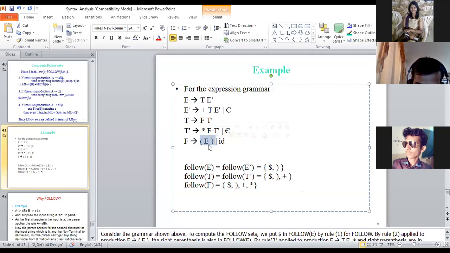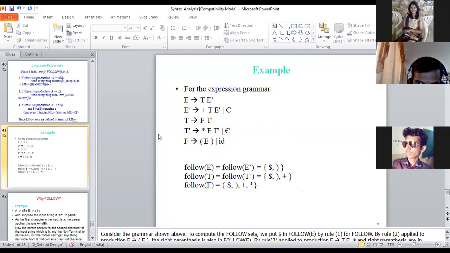Sir, can you just start it from the beginning of the slide? Because the call got disconnected. So can you just start from the beginning of this slide, because my call got disconnected and I'm recording it again. Okay.